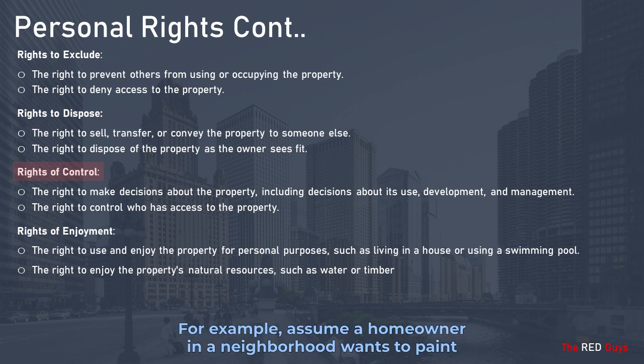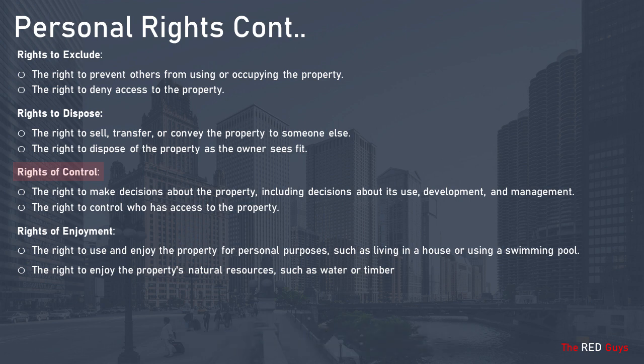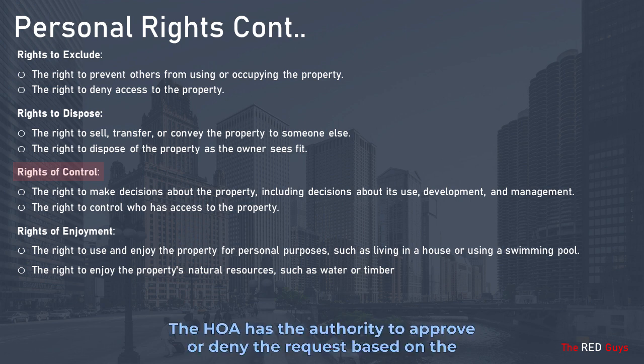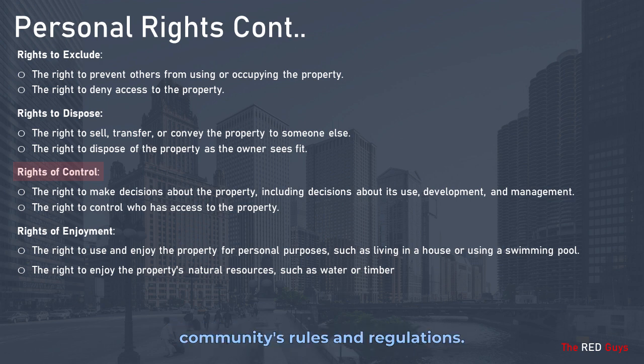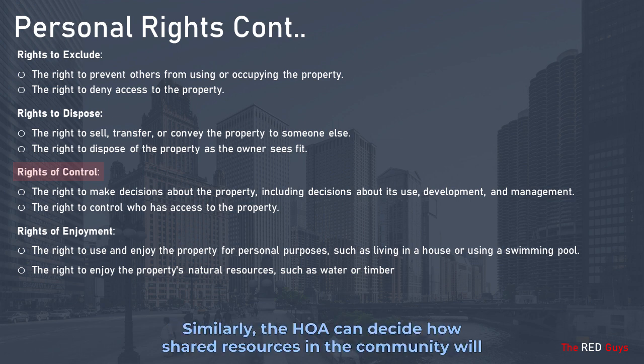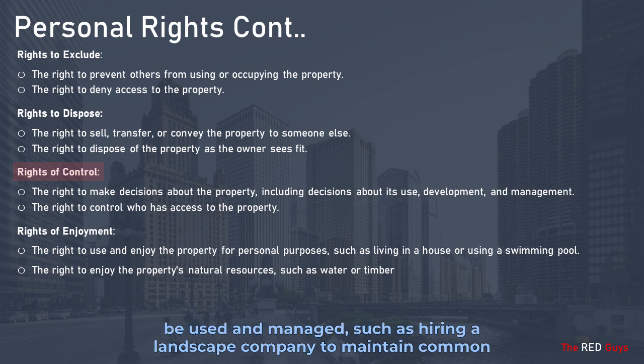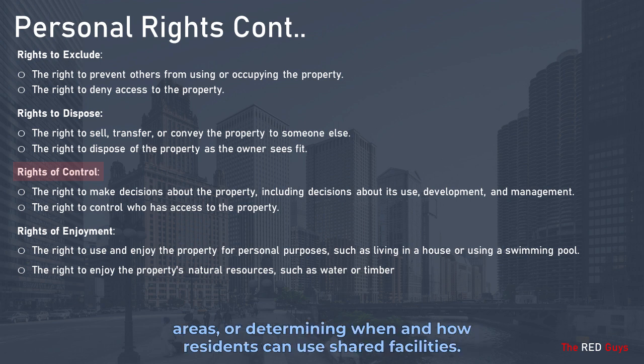For example, assume a homeowner in a neighborhood wants to paint their house a bright pink color. The HOA has the authority to approve or deny the request based on the community's rules and regulations. Similarly, the HOA can decide how shared resources in the community will be used and managed, such as hiring a landscape company to maintain common areas or determining when and how residents can use shared facilities.